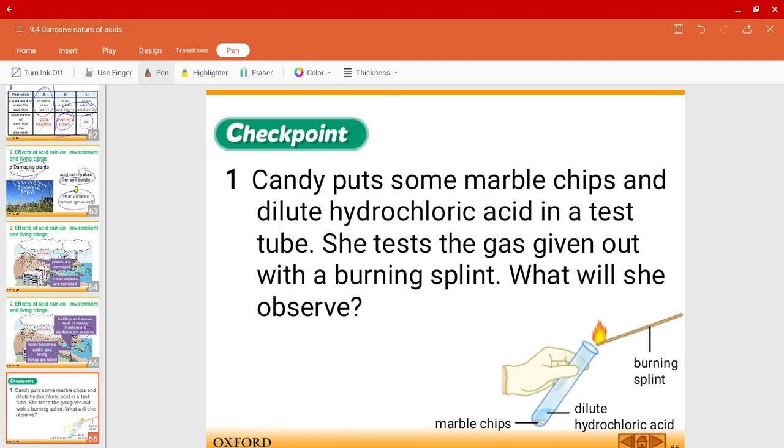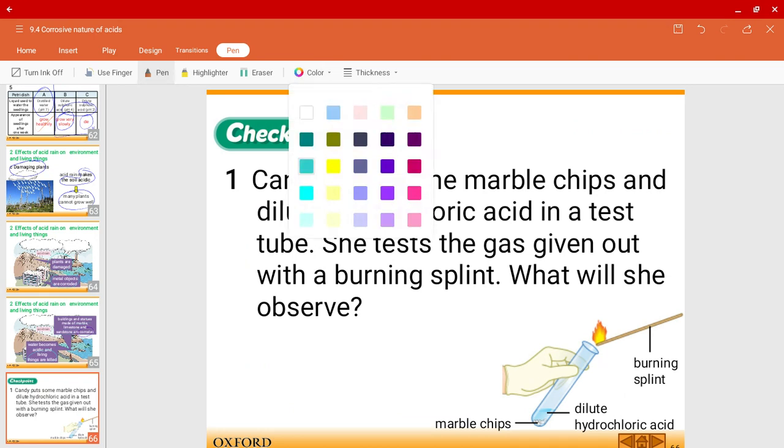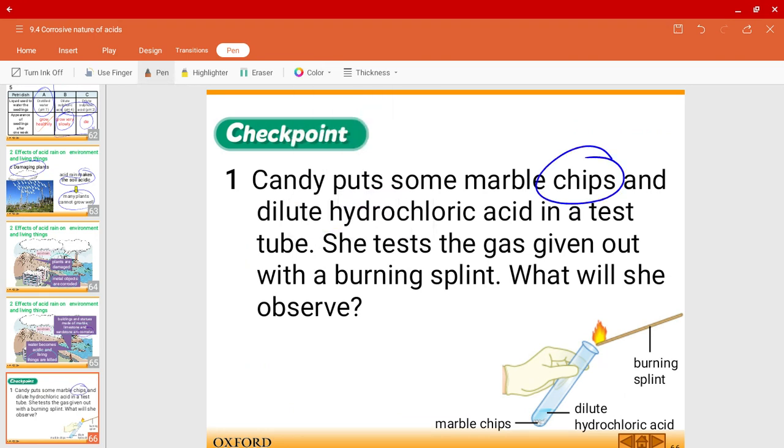Question 1, can you put some marble chips? Okay, that's very funny because chips reminds me of candy. You know, the name candy as sweets and chips as potato chips. Again, I told you guys, do not confuse the word chips with potato chips.